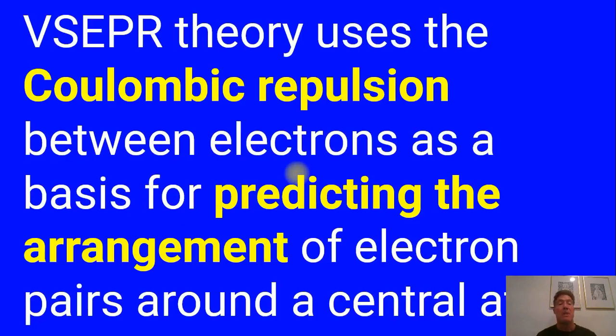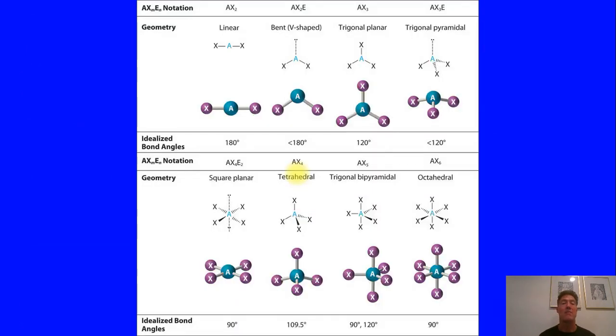So this is an application of Coulombic repulsion as a way to predict the arrangement of electron pairs around a central atom. And so you're going to see these diagrams, and these are worth memorizing. You need to remember that if you have a central atom with two atoms bonded to it, they're going to assume a linear shape.